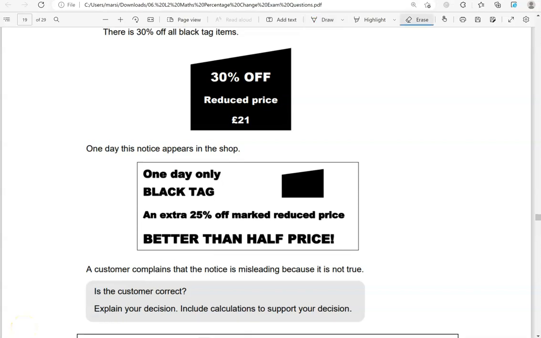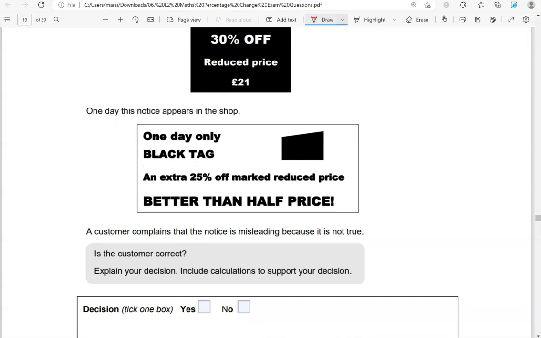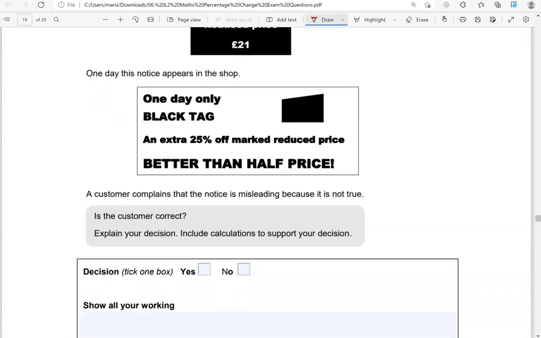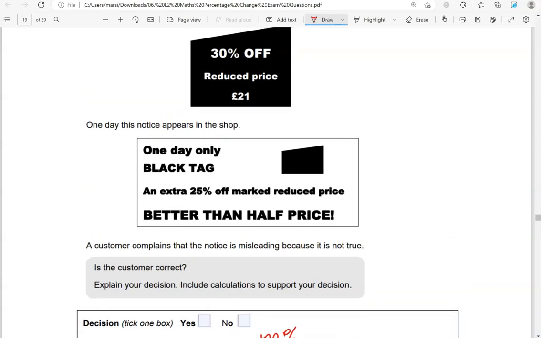So there have been two reductions in price. The first one by 30% and the second one by 25%. Is that in total 50%? So there have been two reductions in price, once by 30% and then by 25% of the reduced price. Does that amount to 50% of the original price? Let's have a look. If we show the original price by 100% here, which we don't know what that is, and we're going to work out, and then that was reduced by 30%.